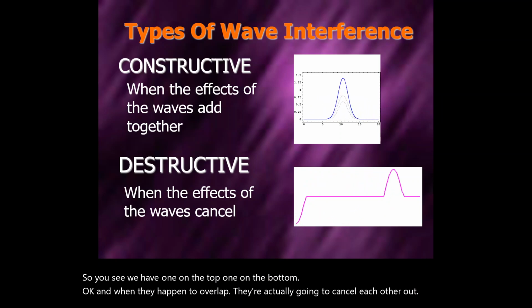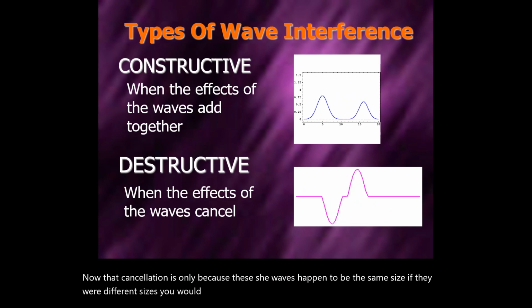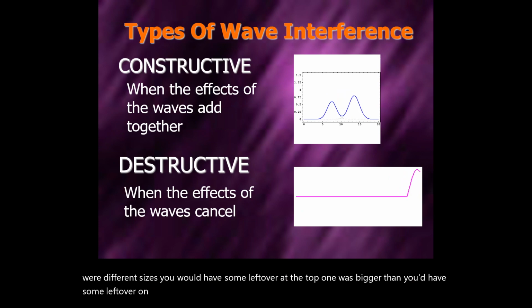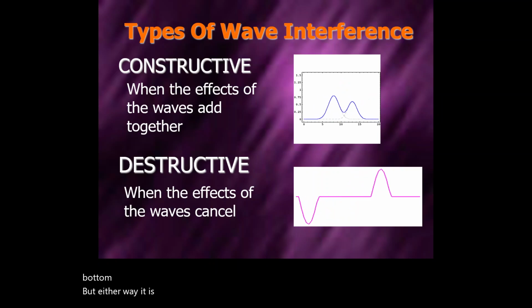Now that cancellation is only because these two waves happen to be the same size. If they were different sizes, you would have some left over. If the top one was bigger, then you'd have some left over on the top. If the bottom one was bigger, you'd have some left over on the bottom. But either way, it is getting smaller.